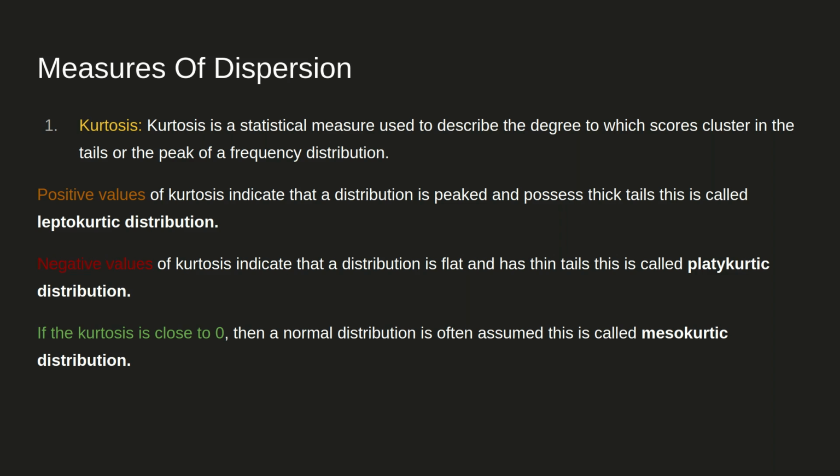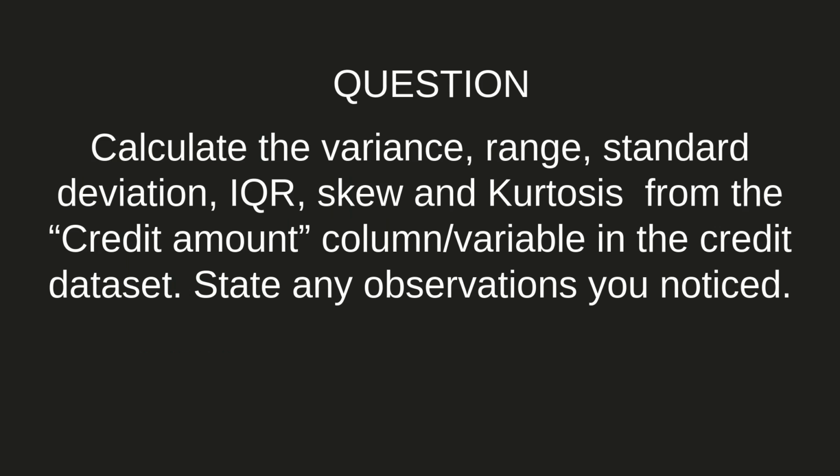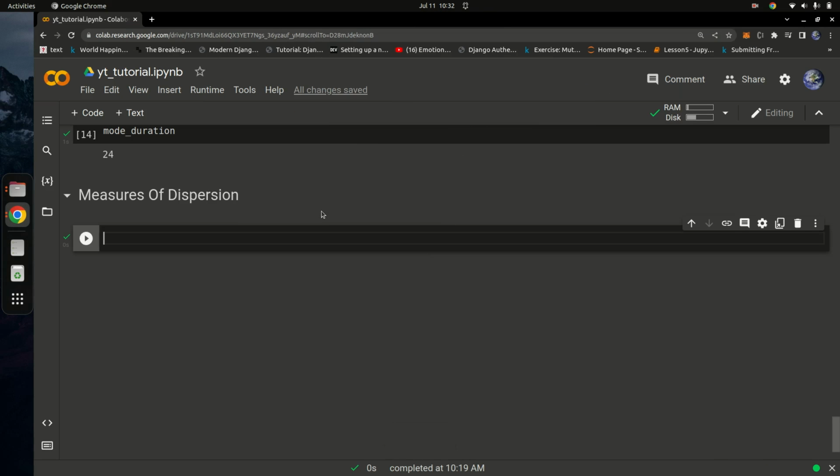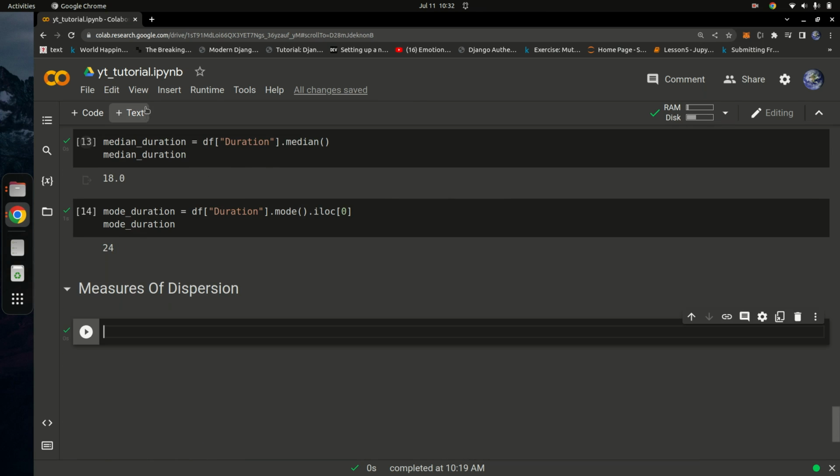So now let's look at how we can solve this question. I'm just going to go back to the question. So I will calculate the variance, the range, the standard deviation, the interquartile range, the skewness, and the kurtosis. So variance. Okay, let's go to Google Colab, and this is where my notebook is which I'm working on right now. So we have calculated all this in the notebook. If you have not run your notebook in a while, just click on run all to run it.